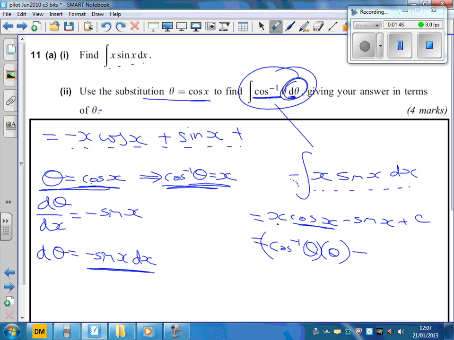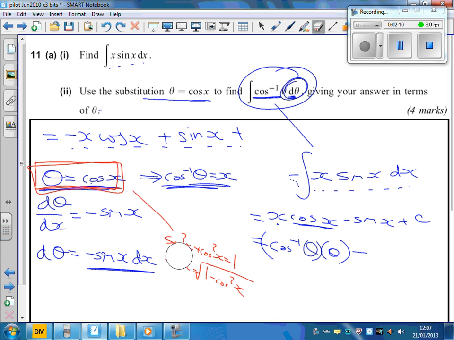Minus sine x. Now, we haven't got a sine x anywhere. We've not got it at all. So we have to try and think, how can we get from here to a sine x? And the trick will be to use good old sine squared plus cos squared equals 1. And so sine squared is 1 minus cos squared. Square root it gets rid of your squared.